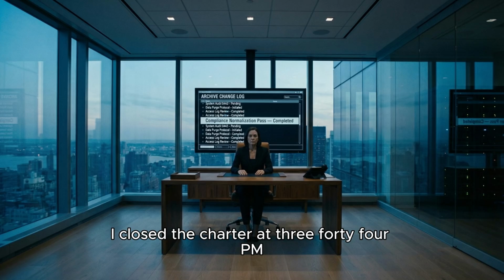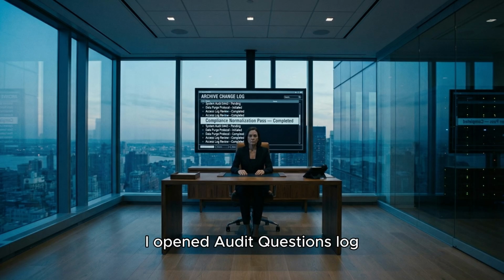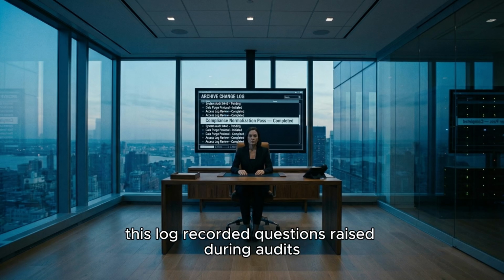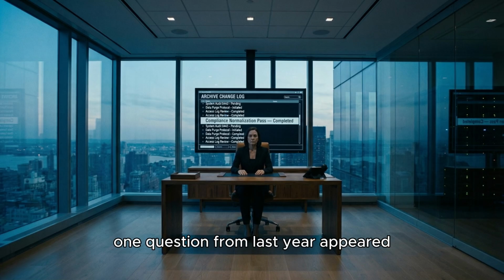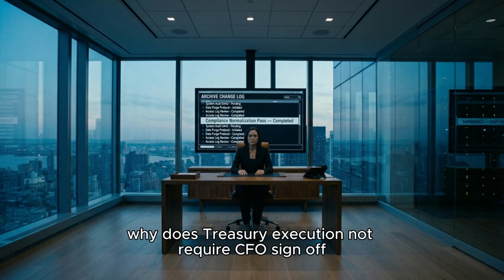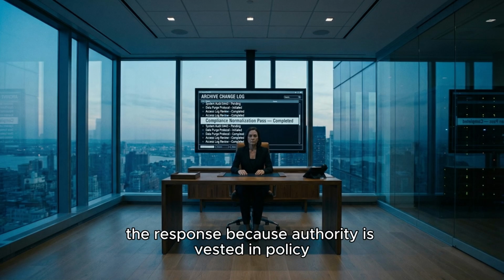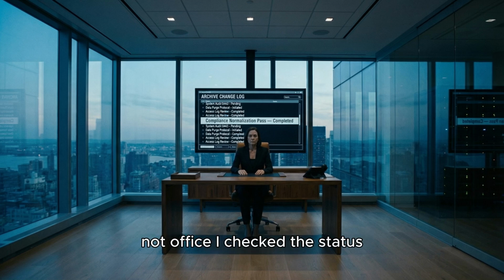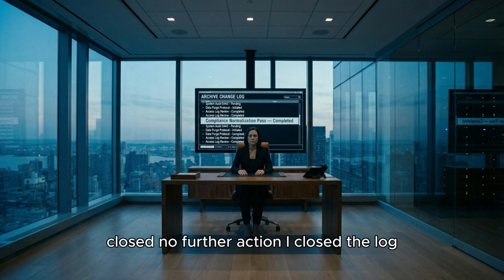I closed the charter. At 3:44 p.m., I opened Audit Questions Log. This log recorded questions raised during audits. One question from last year appeared: why does Treasury execution not require CFO sign-off? The response: because authority is vested in policy, not office. I checked the status, closed, no further action.